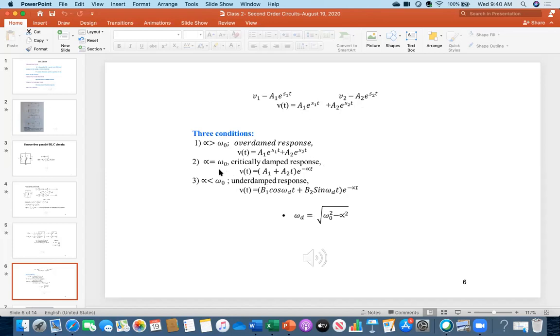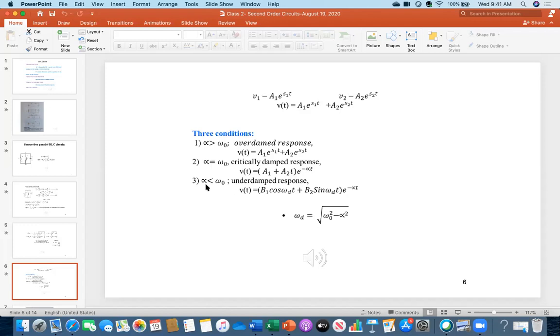Similarly, if you find for any problem that alpha equal to omega naught, then this will be the expression V(t): A1 plus A2 t, with the whole thing in parentheses multiplied by e to the power minus alpha t.